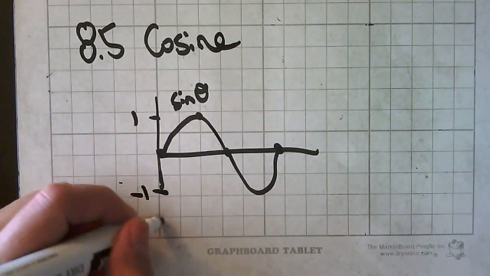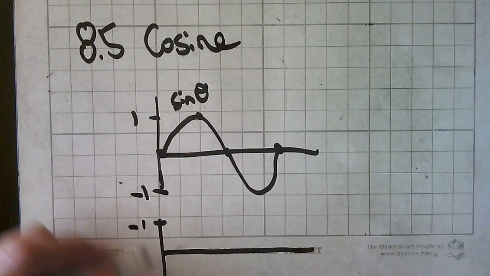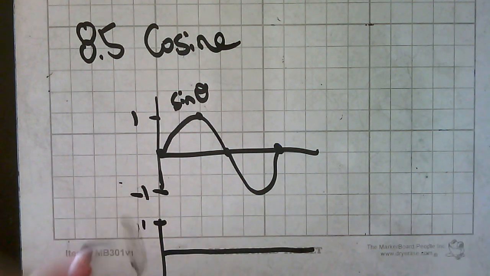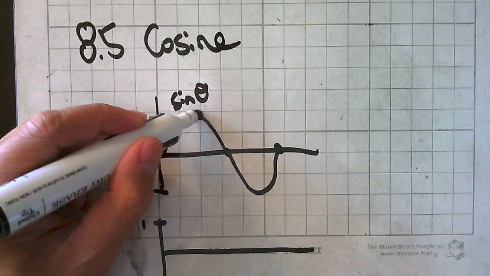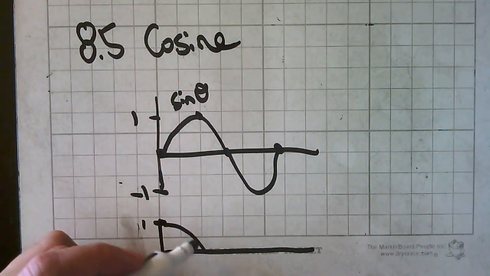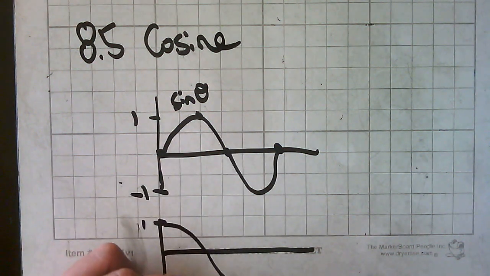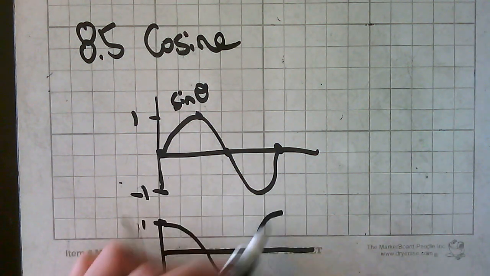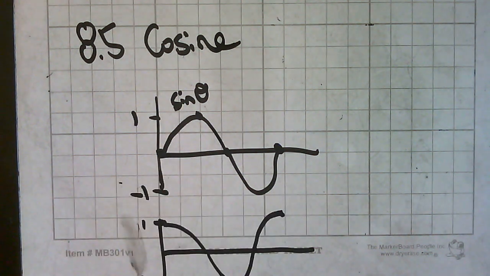The cosine function is almost exactly the same. Oops. So instead of starting at 0, it's going to start over here at 1. In the first quadrant, it's going to end up at 0. And then in the third quadrant, it's going to go to -1. Then it's going to return to 0, and then in the fourth quadrant, it's going to return to 1.